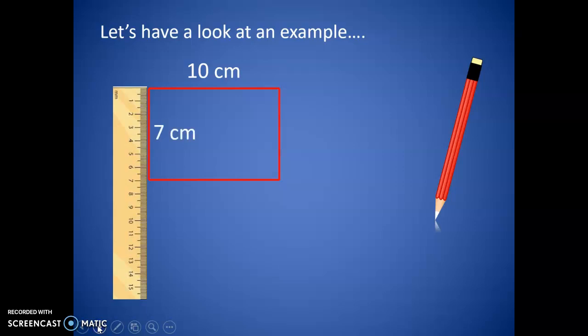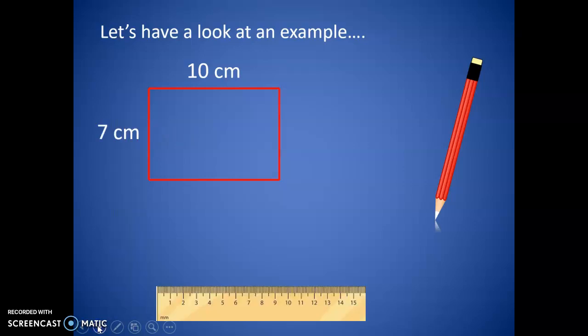Okay, we don't really need to do any more measuring because we should then be able to see that 10 is going to be the same as 10 centimetres because those two sides are exactly the same length, which means, guess what? That last side is 7. You've got it. Those two are going to be the same.